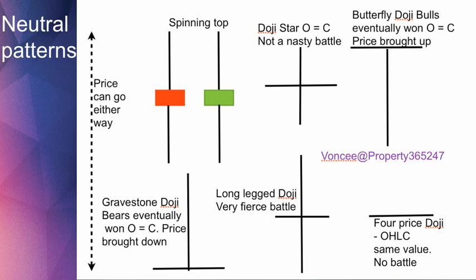So this shows a very fierce battle. You've got the long wicks there, the top and the bottom. So the battle has been quite fierce there. Then you've got the full price doji, which shows the opening, the high, the low, and the close being at the same value. So not much has happened there. There wasn't much of a battle happening, to be quite honest.